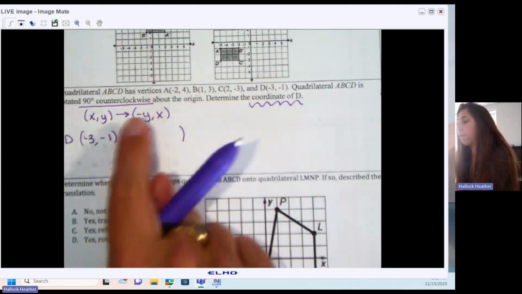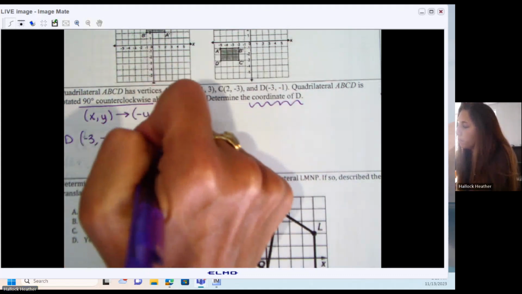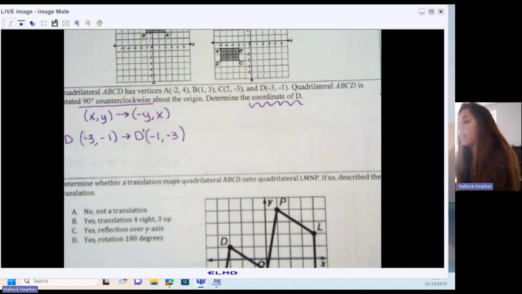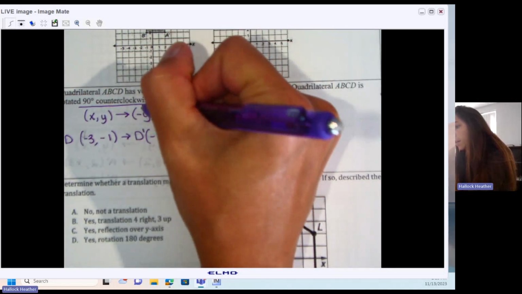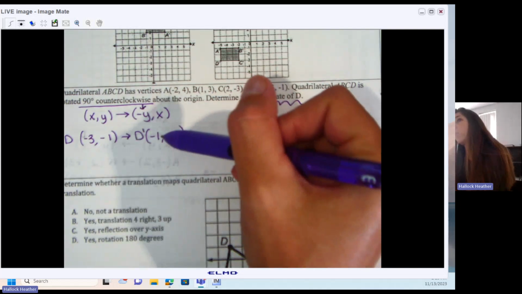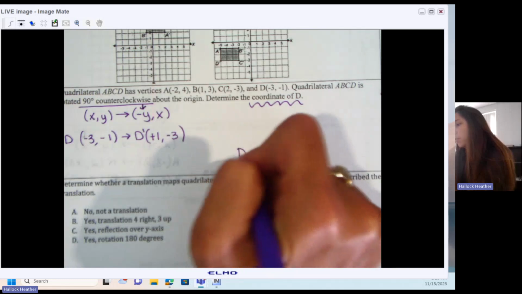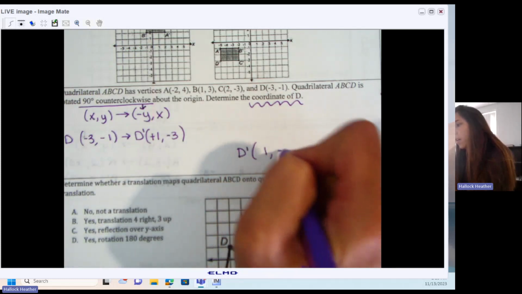The first thing I'm going to do is flip the coordinate. And then I need to change the symbol in the front. The front says negative, so I'm changing the sign. If negative 1 was already negative, now it is positive. So D prime's coordinate is 1, negative 3.